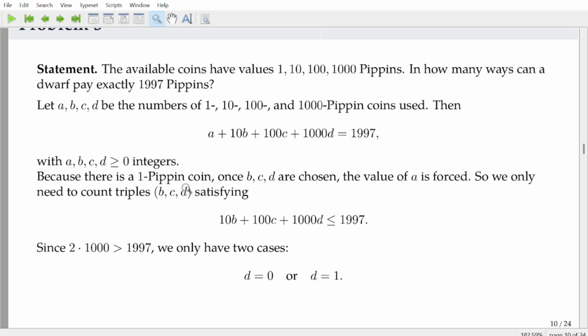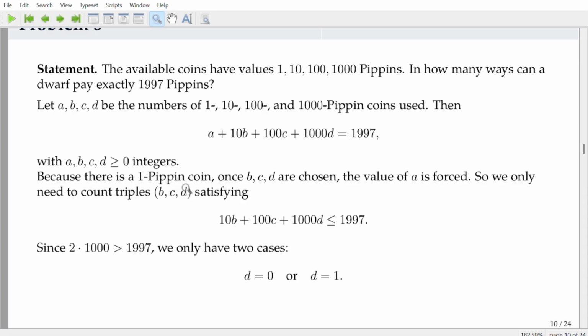Here's a clean solution to that problem then. If we, first of all, define A, B, C, and D to be the numbers of 1, 10, 100, and 1,000 pippin coins used, then effectively what we want is 1 times A, because if I have A 1 pippin coins, I'm going to have a value of A pippins. Plus 10B, because B is my number of 10 pippin coins. So if I have B 10 pippin coins, my valuation in pippins is 10 times B. Same for C and D. So we get that A plus 10B plus 100C plus 1,000D is equal to 1997, because we want to get 1997 pippins.